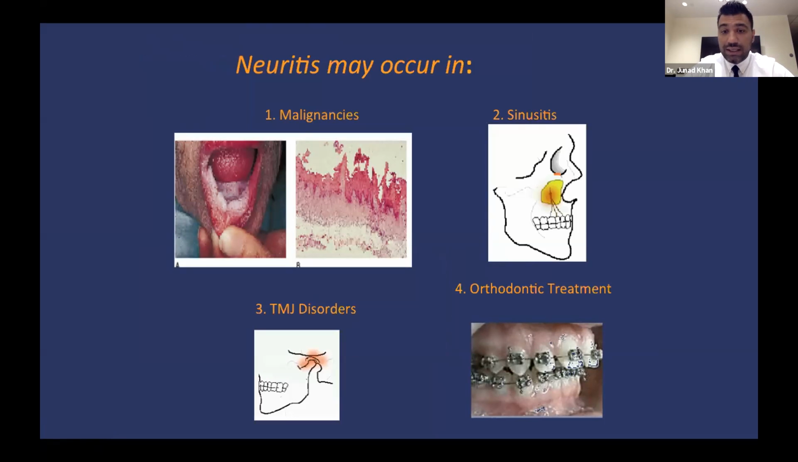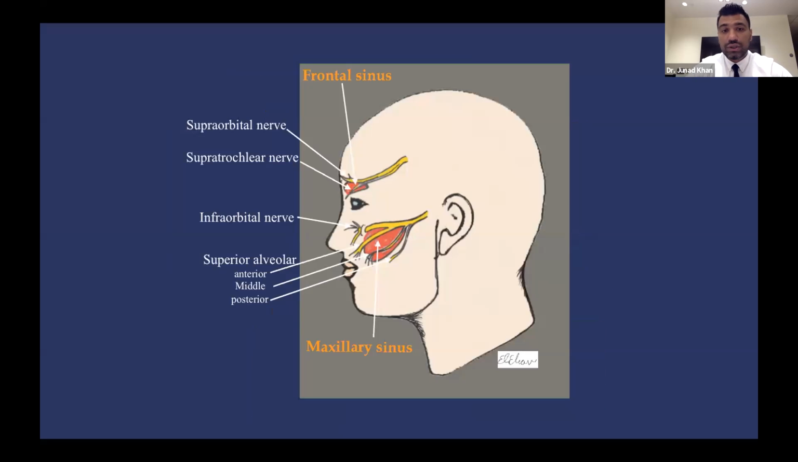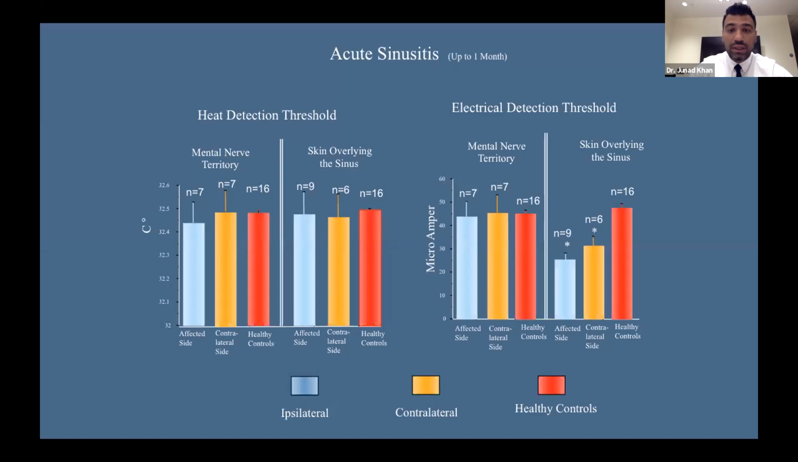There's malignancies, sinusitis, orthodontic treatment, TMJ disorders. All these conditions show that your pain threshold levels will change in certain situations. Sinusitis is one of the most common ones that's seen. I'm not going to go into the details of that, but what I want to show is that if you have a patient of acute sinusitis and you do electric detection thresholds, you can see that the threshold has decreased for this patient. He's responding to a stimuli somewhere around the 20s, compared to controls.